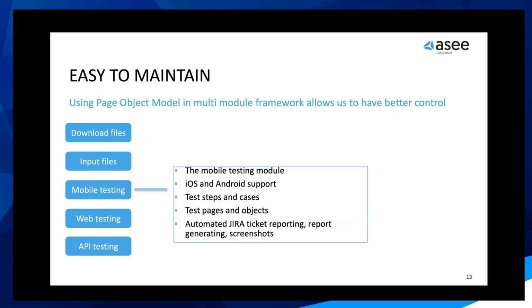It contains test pages and objects, and some of the mobile testing features that cannot fit into other modules, such as automated Jira reporting. So basically, this is something we can turn on and off. We made it per client request, and you can turn it off or on depending on how stable your tests are. If your tests are not stable, you will not be able to use automated Jira reporting to its full extent.